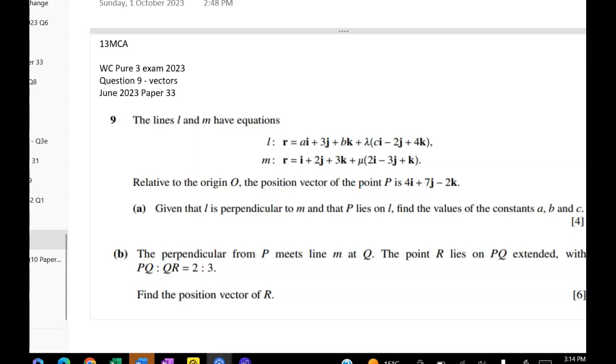Kia ora koutou. This question is from this year's Pure 3 exam, and I actually took it from the June 2023 papers. It was about the only question where I did that because I knew that a couple of you would have done those papers already. Now, I picked it because I thought it was a really good challenging vectors problem.